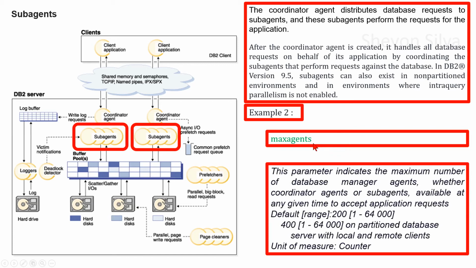We can take max agent as an example. This parameter indicates the maximum number of database manager agents, whether coordinator agents or subagents, available at given time to accept application requests. Default is 200, and range is 1 to 64,000. And again, default 400 on partitioned database server with local and remote clients, and range is 1 to 64,000 on partitioned database server with local and remote clients. Unit of measure is a counter.